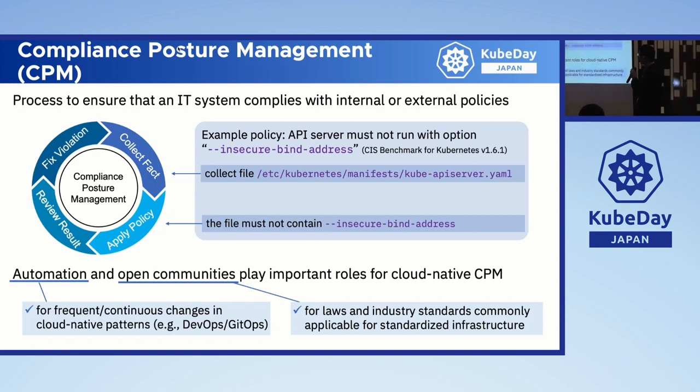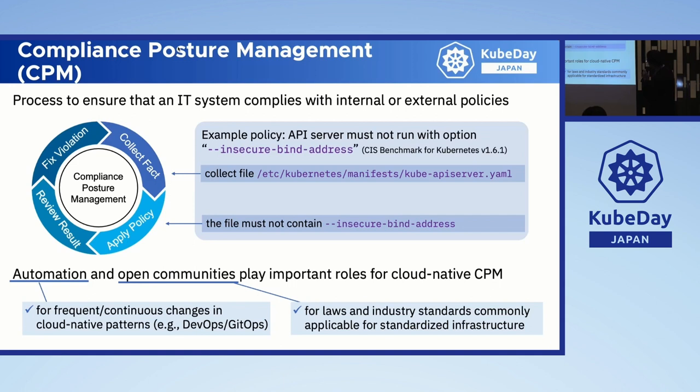And therefore, we need to perform this process frequently or continuously. In that case, legacy processes that run monthly, quarterly, or annually, such an annual check doesn't matter. So we need to perform a frequent check. Therefore, automation is essential.